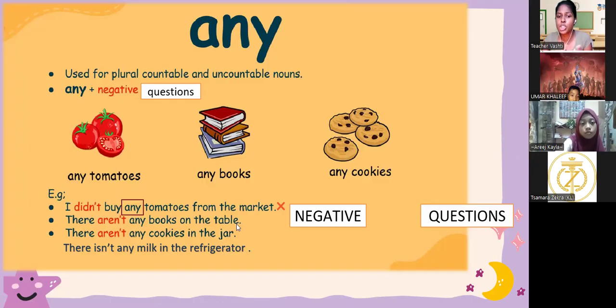There aren't any books on the table. Kenapa guna any? Because it's negative. Perkataan apa yang tunjuk negatif? Aren't. Very good. There aren't any cookies in the jar. Kenapa teacher guna any? Because it is negative. There isn't any milk in the refrigerator. Why do I use any? Because it is uncountable, yes, but it's a negative sentence.